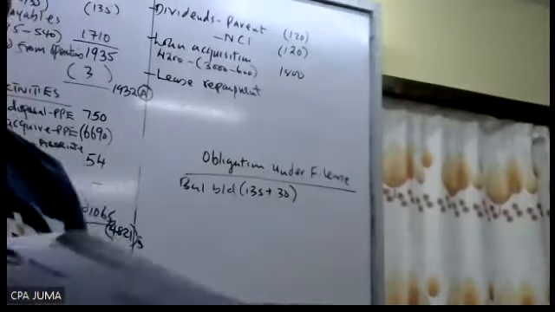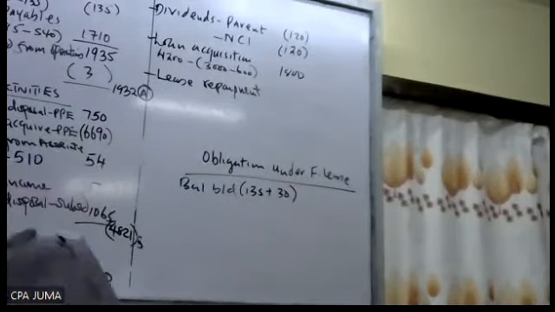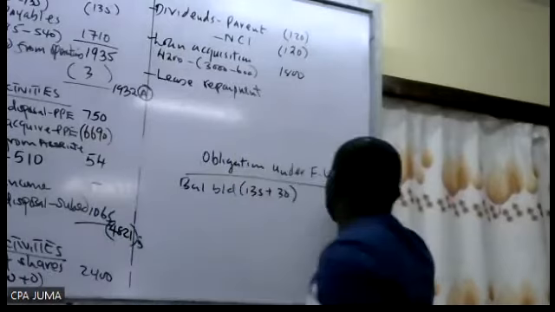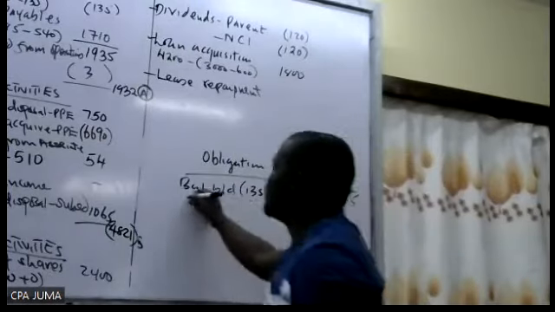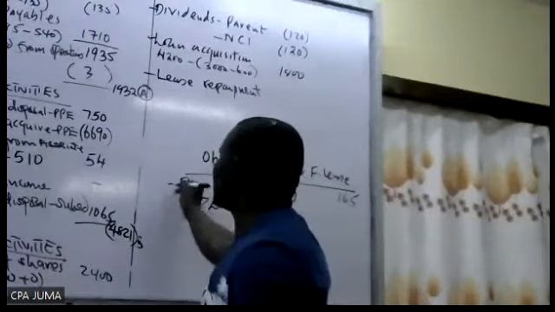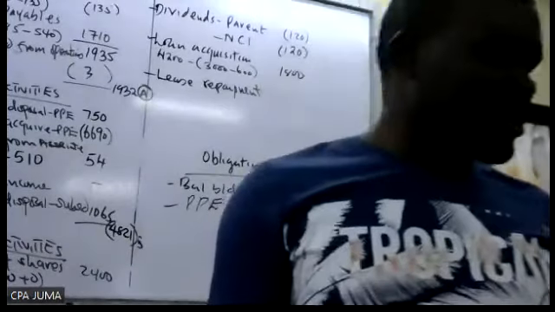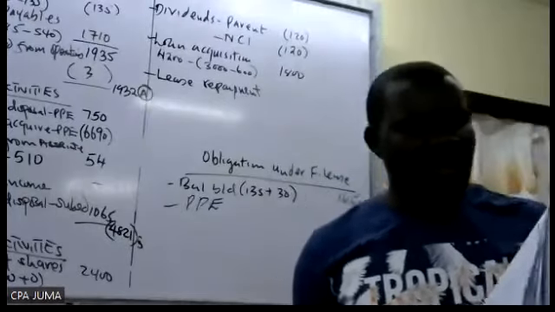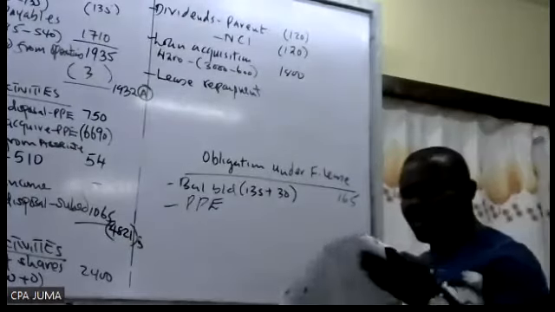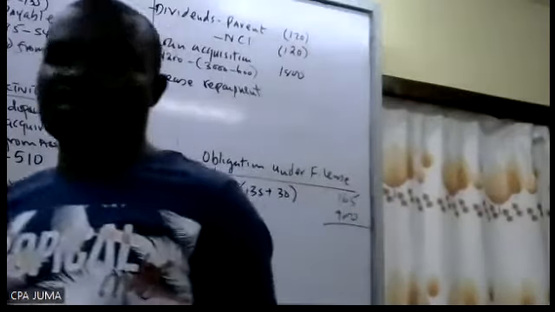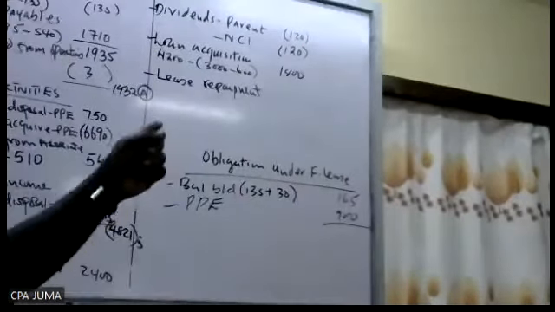So the long term is the one under non-current liabilities, which is 135. Current is 30, giving us 165. During the year, there is PPE which came with note 4. Yeah, note 4. Additional PPE was acquired by way of lease. How much? It means the total lease obligation should be that.